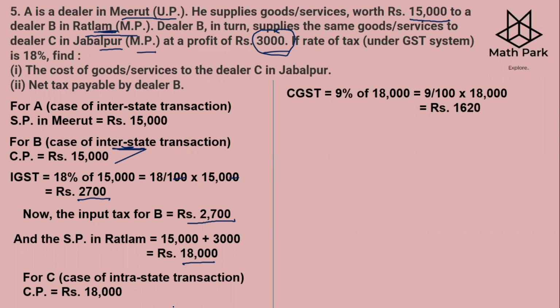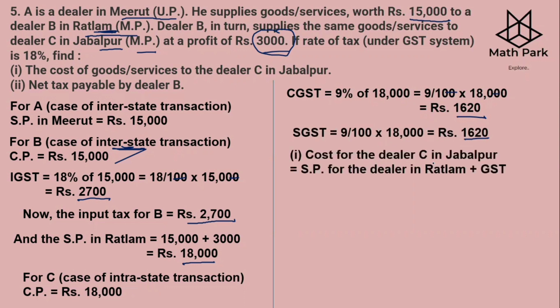So CGST is going to be 9% of 18,000 because total GST is given as 18%. So 9% of 18,000 you get 1,620, that is 9 by 100 times 18. These two zeros get cancelled. And 180 into 9, you get 1,620. So SGST is also going to be 1,620, 9% of 18,000.